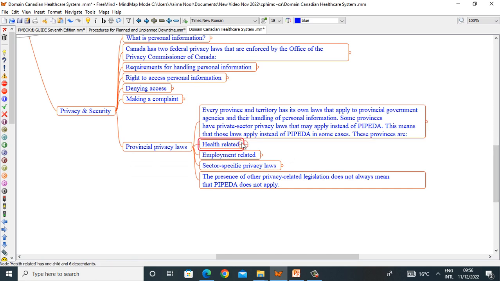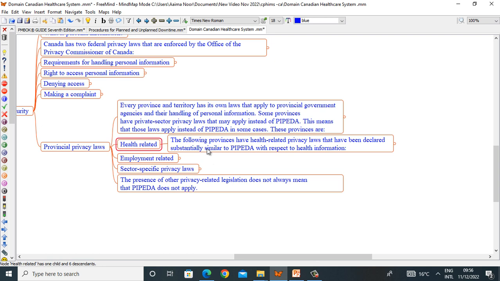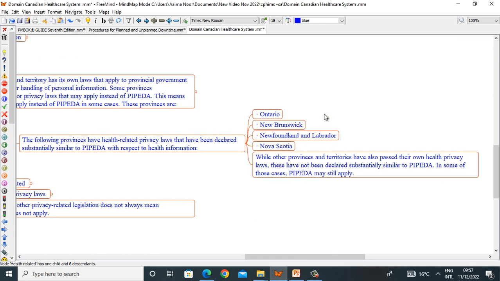Now let's see health related. The following provinces have health related privacy laws that have been declared substantially similar to PIPEDA with respect to health information: Ontario, New Brunswick, Newfoundland and Labrador, and Nova Scotia. While other provinces and territories have also passed their own health privacy laws, these have not been declared substantially similar to PIPEDA. In some of those cases, PIPEDA may still apply.